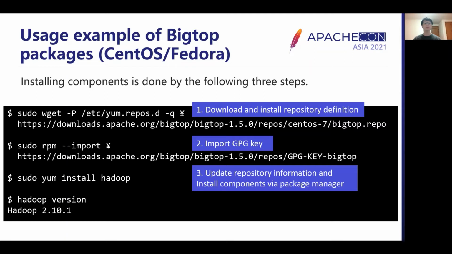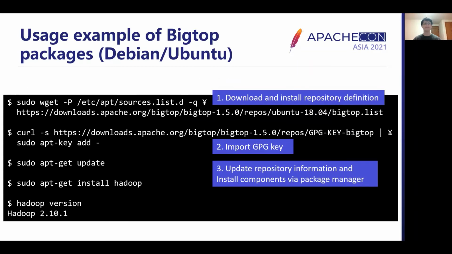Next, import the GPG key for ensuring downloaded files are correct. This GPG key is also available from the same ASF site. Finally, you can run the package manager to install component packages. In the case of Debian and Ubuntu, the required steps are the same. Install the repository definition, import the GPG key, and run the package manager.